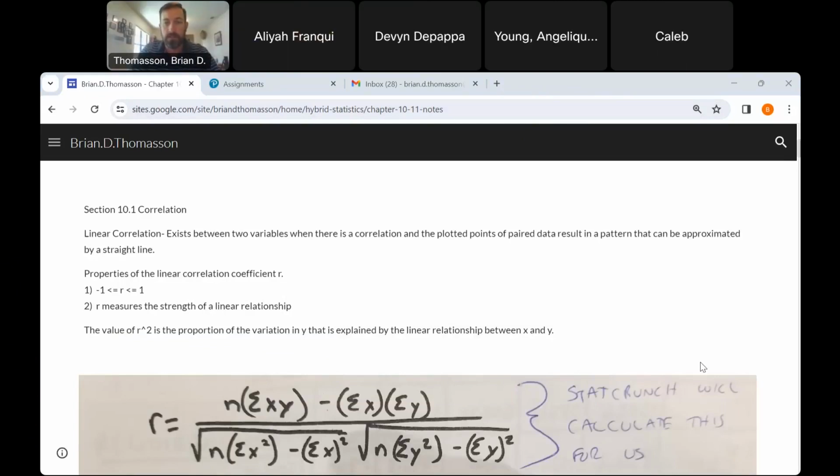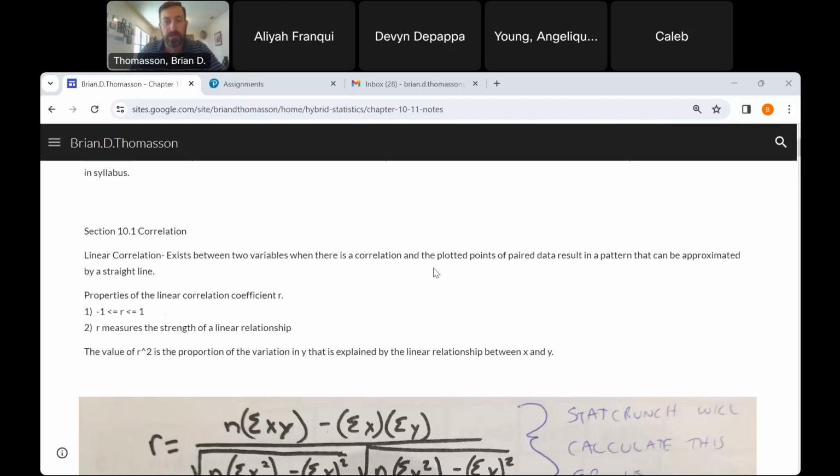Okay, so let me move this around here. Okay, so let's talk about 10.1 here. This is talking about linear correlation or correlation. So the definition: linear correlation exists between two variables when the correlation in the plotted points of paired data results in a pattern that can be approximated by a straight line.